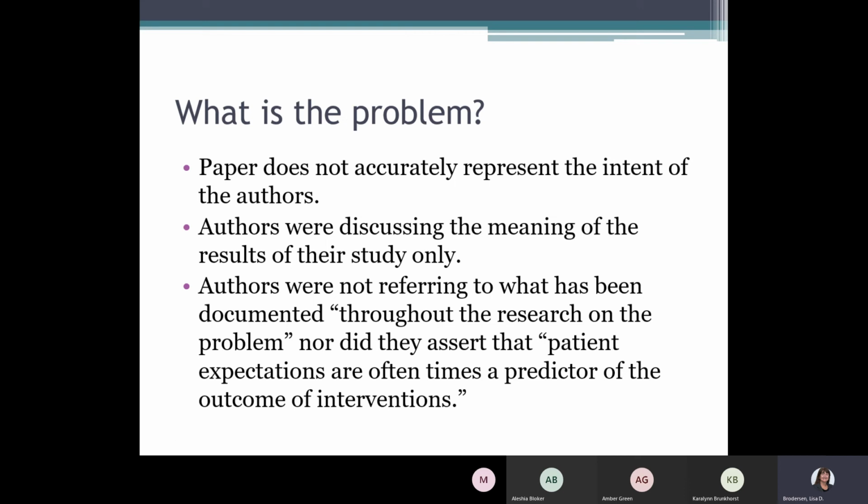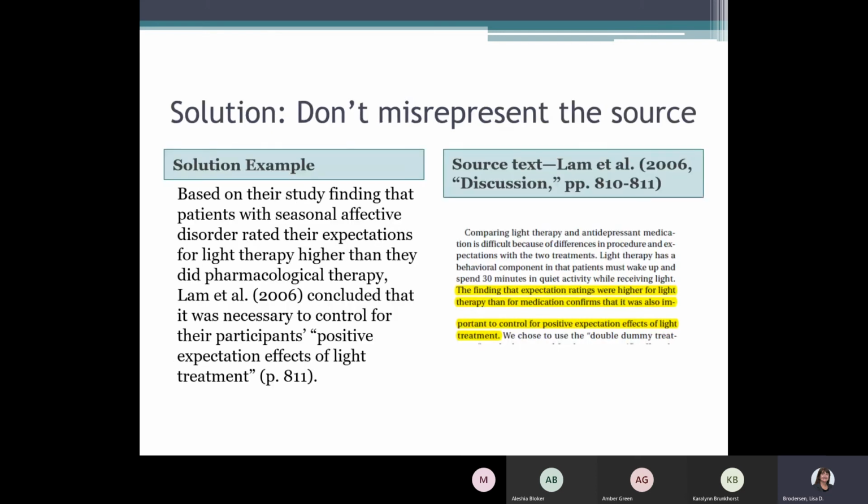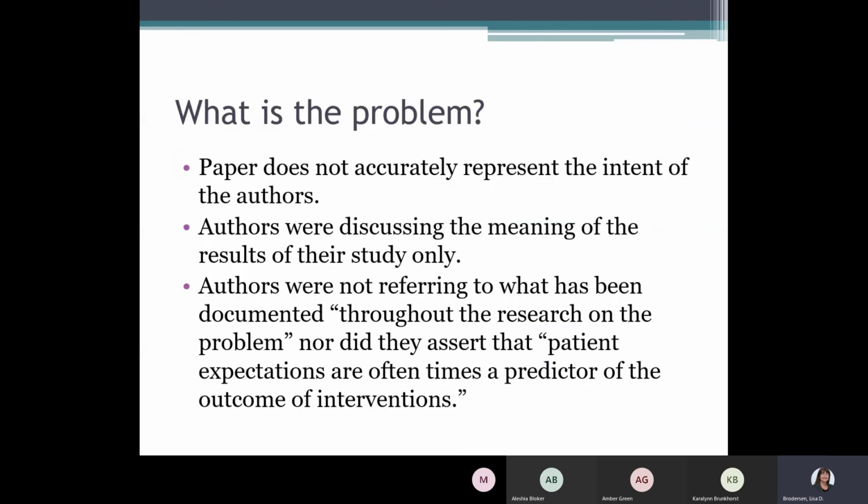I'm not sure if there was another source that the student intended to cite, but again, these are fictitious examples. In any case, the result is misrepresentation of the source.